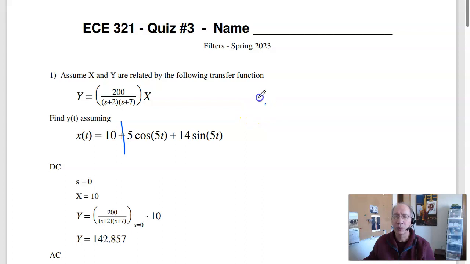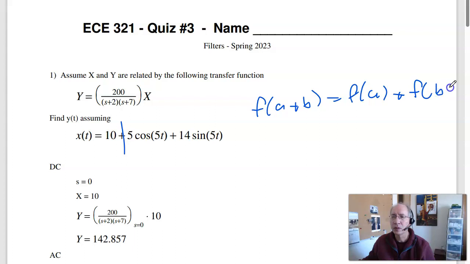What superposition says, if I have a function of two terms, f of a plus b, that's equal to f of a plus f of b. So treat it this way. I've got two terms, a and b. One's at DC, one's at 5 radians per second. Find the output separately, add them together, get the total output.